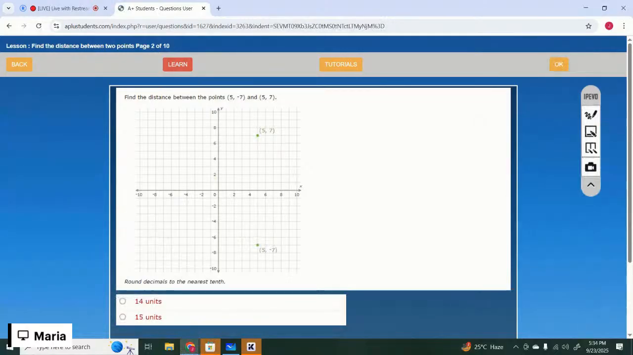Find the distance between the points (5, -7) and (5, 7). So they have the same x coordinate. Simply subtract their y coordinates and calculate the absolute value. 7 and -7, that makes 14 units. Option number one is the correct option. 14 units it is.